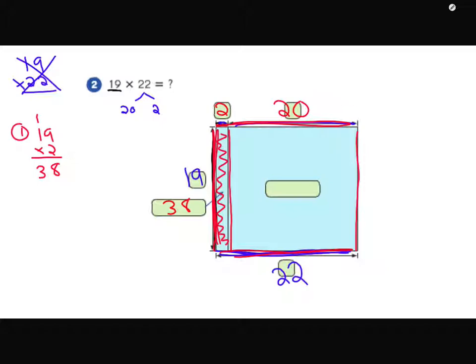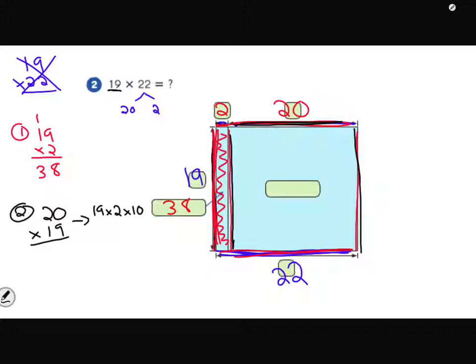Now I'm getting on the trickier side. I just solved this really big problem. And I'm realizing that this is 20. And I'm noticing that this line is 19, so I'm multiplying it by 19. Again, I don't know how to do that, but I could split this problem up. And instead, I could do 19 times 2 times 10. Because again, 2 times 10 is 20. I'm just breaking it up and making it easier.